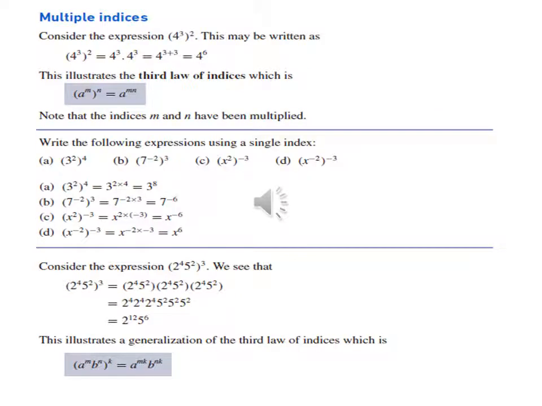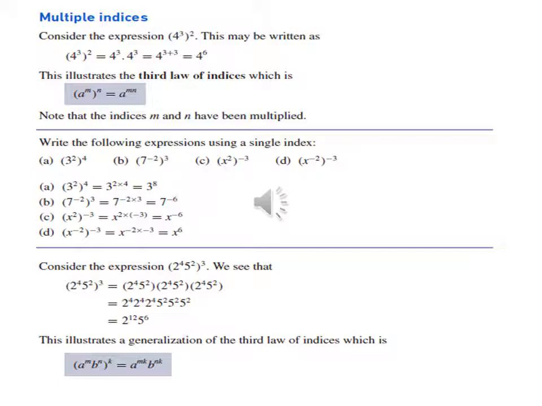Consider the expression (4^3)^2. This may be written as 4^3 multiplied by 4^3, which equals 4^(3+3), which equals 4^6. This illustrates the third law of indices, which is (a^m)^n equals a^(m×n).